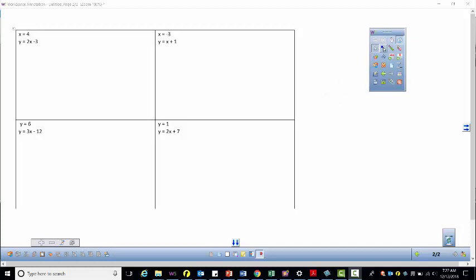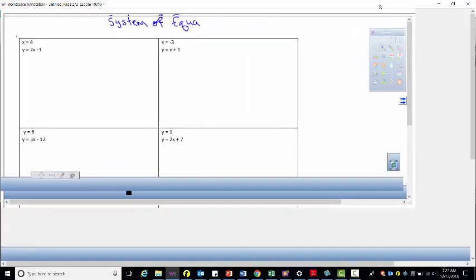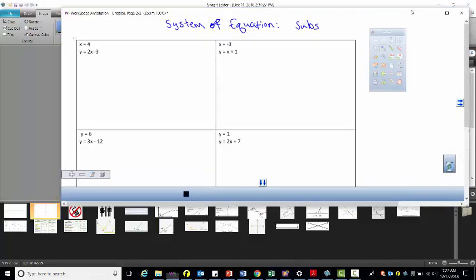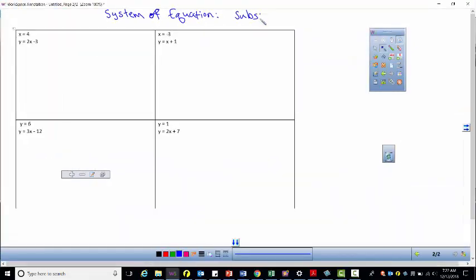Okay, so in this video we're going to look at how we can solve a system of equations by substituting. So we're not going to graph, we're just going to use algebra. It's something called substitution. Substitution means to replace, so we're going to replace something.